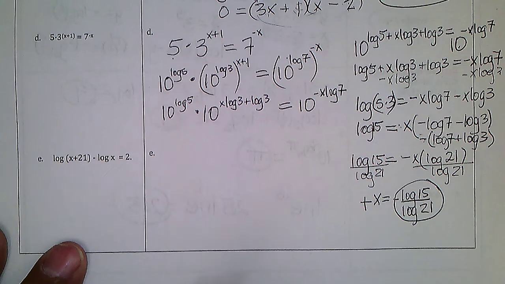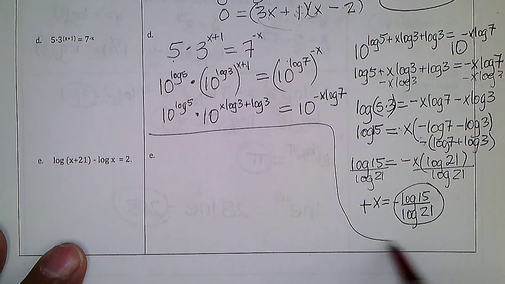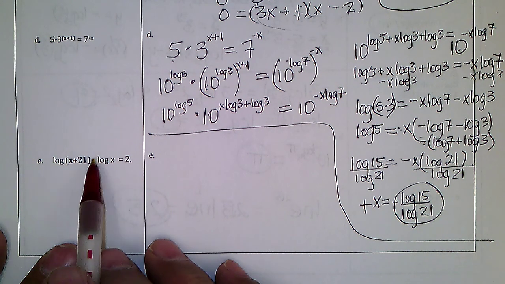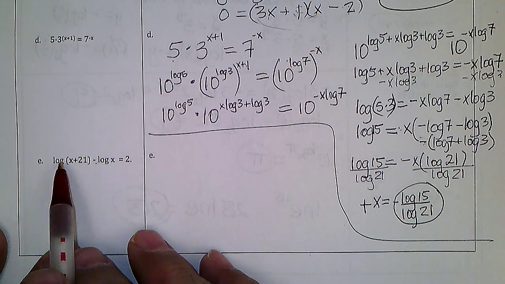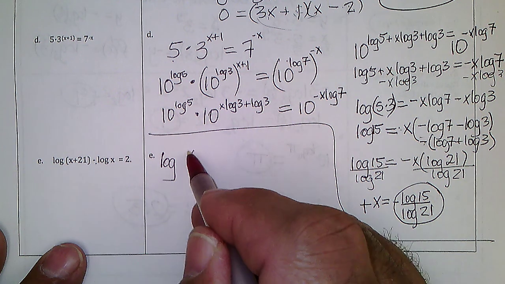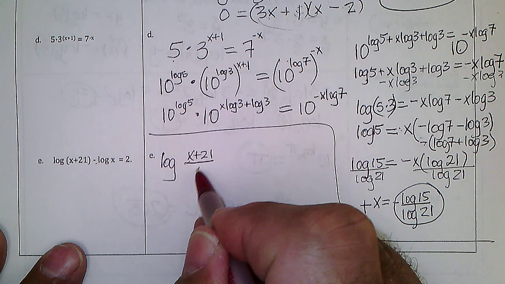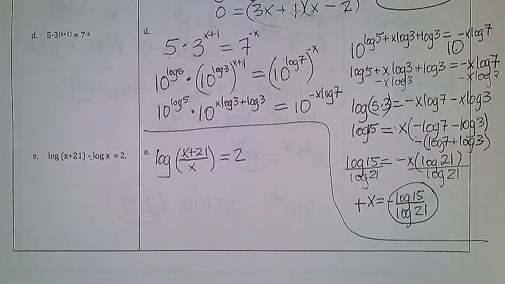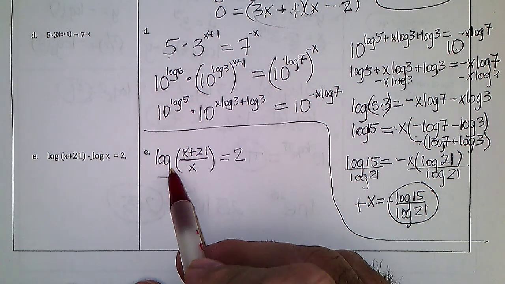Okay. Not quite so lengthy a problem. This is probably the toughest one on the test. This one was pretty straightforward. We have subtraction of logs, so it becomes the log, base 10, of x plus 21. When you subtract, it changes to division, equals 2.